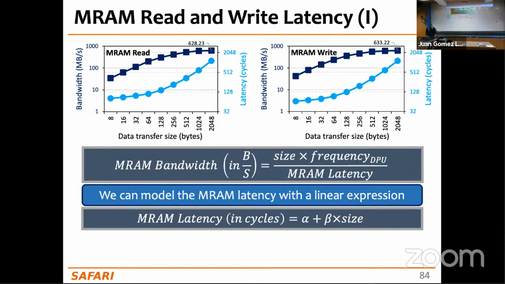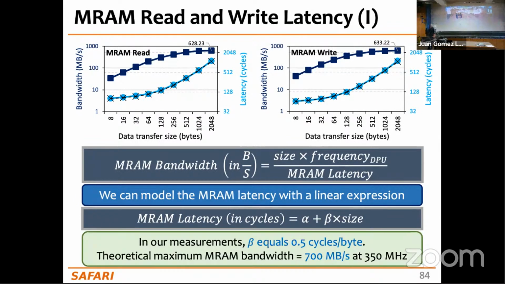And one thing we observe is that we can model the MRAM latency with a linear expression, something like this thing that you see here, alpha plus beta times size. And actually, you see that the model, which is a thin black line on the plots, matches pretty well our measurements. And from the measurements and from the model, we can obtain that this beta equals 0.5 cycles per byte, which is essentially the bandwidth that MRAM provides when moving data from WRAM to MRAM or vice versa.